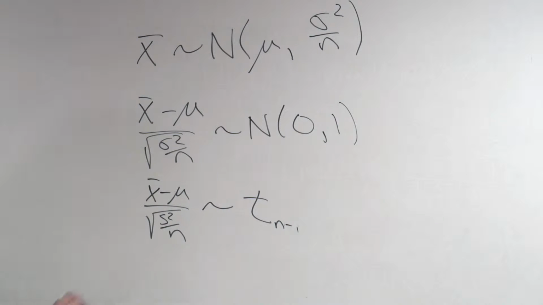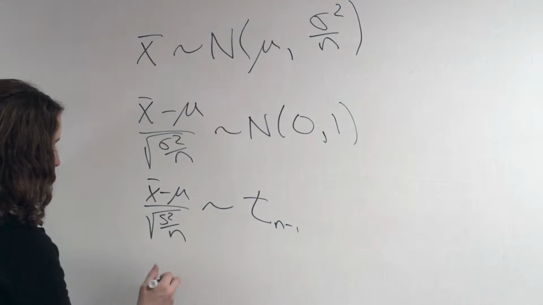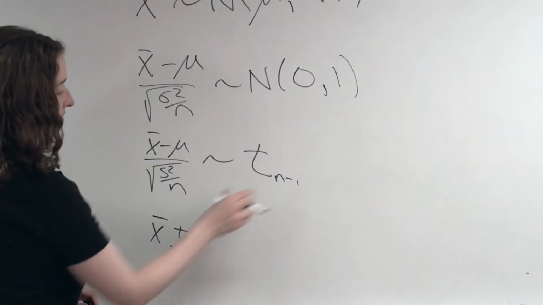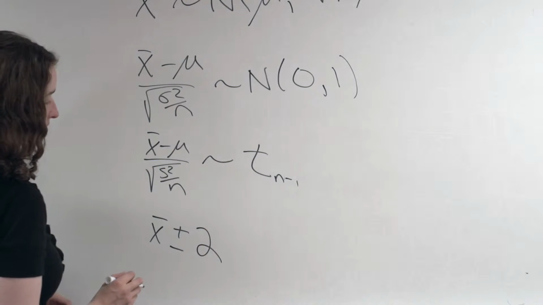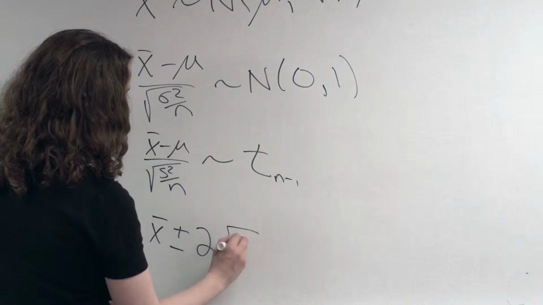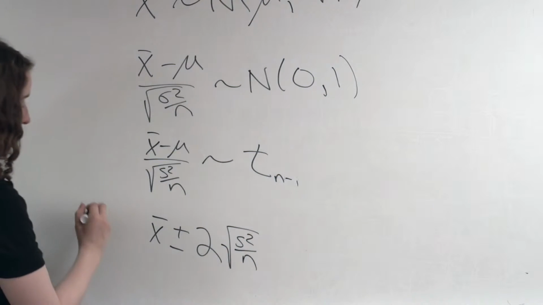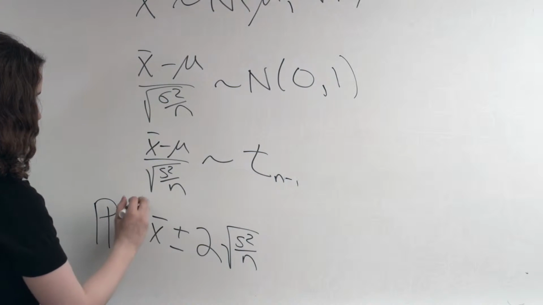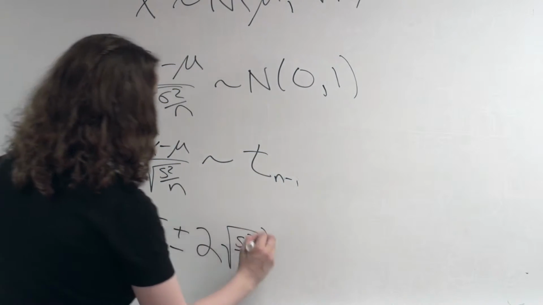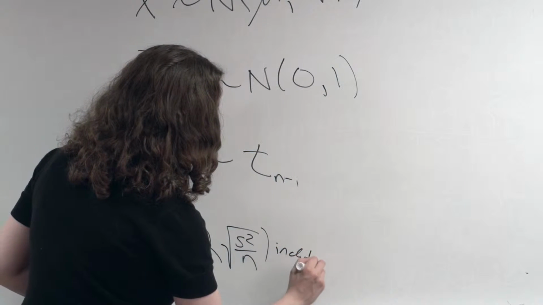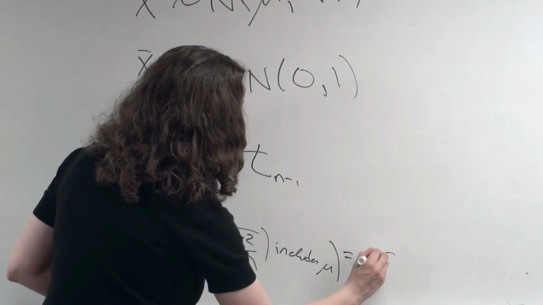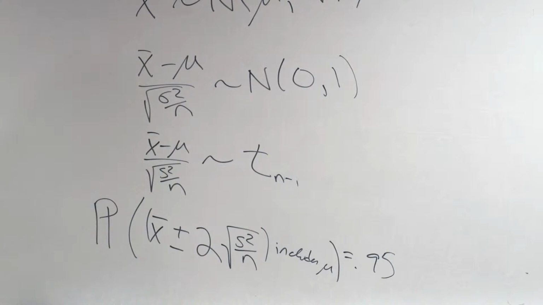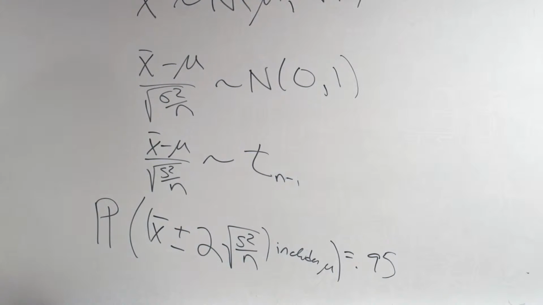The other thing we did was we created confidence intervals. So we said, all right, let's take x bar plus or minus the cutoff from the t distribution, which is approximately equal to 2, times square root of s squared over n, with the idea that the probability that this interval, and I'll just do it in words, includes mu is equal to 0.95. The probability that mu is within this range should be approximately 0.95. This is what we did in the context of a one-sample t-test.